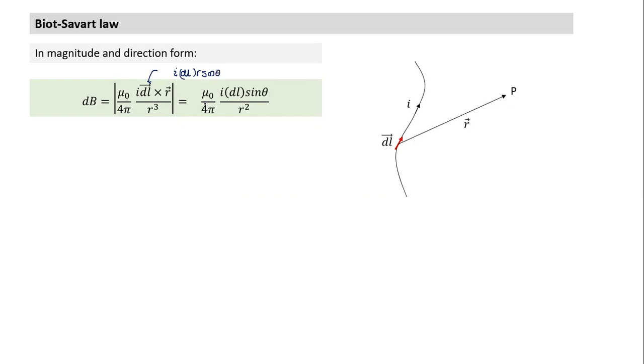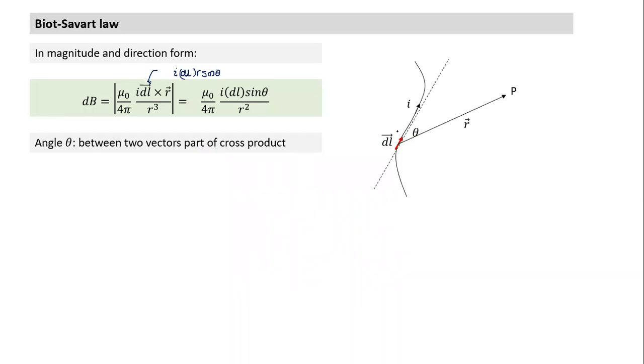So this term in terms of magnitude is equal to mu naught by 4 pi I dl sine theta divided by r square. So this also follows inverse r square law, similar to many other cases like gravitational field, electric field. What is theta here? Theta is the angle between the two vectors involved in the cross product. Which are the two vectors? One vector is dl vector and other is r vector.